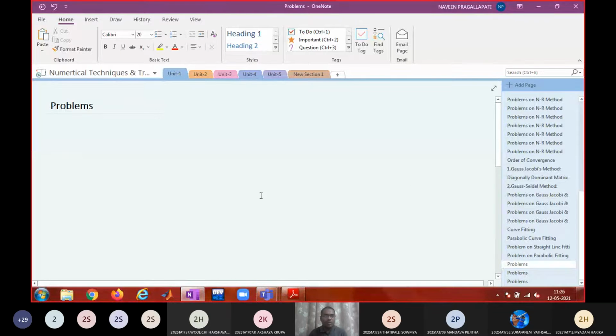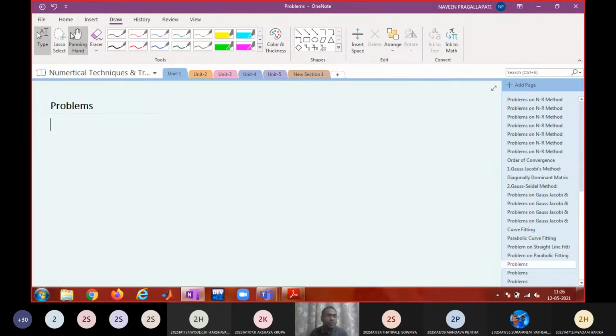Okay, so now you put the setting: exponential curve fitting.